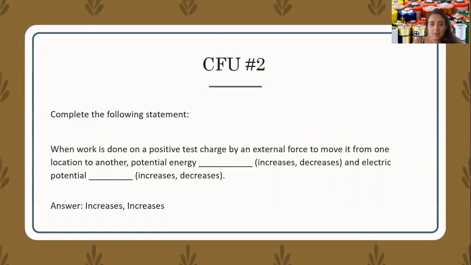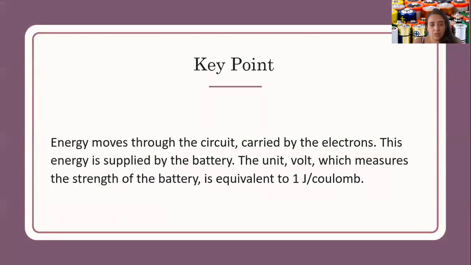All right, let's move on now to a key point that you should write into your notes. Energy moves through a circuit, and that energy is carried by the electrons. This energy is supplied by the battery. The unit of this energy is called voltage, which measures the strength of the battery, and that is equivalent to 1 joule per coulomb, like we saw in the video.